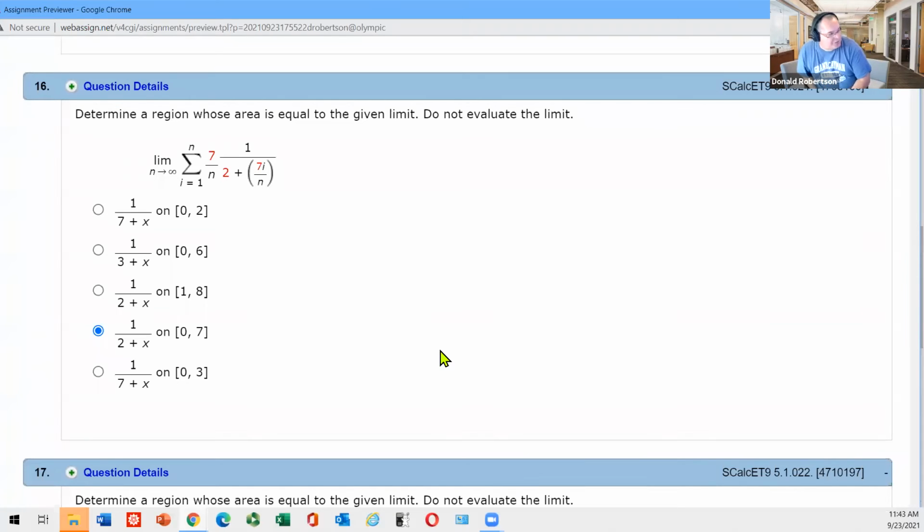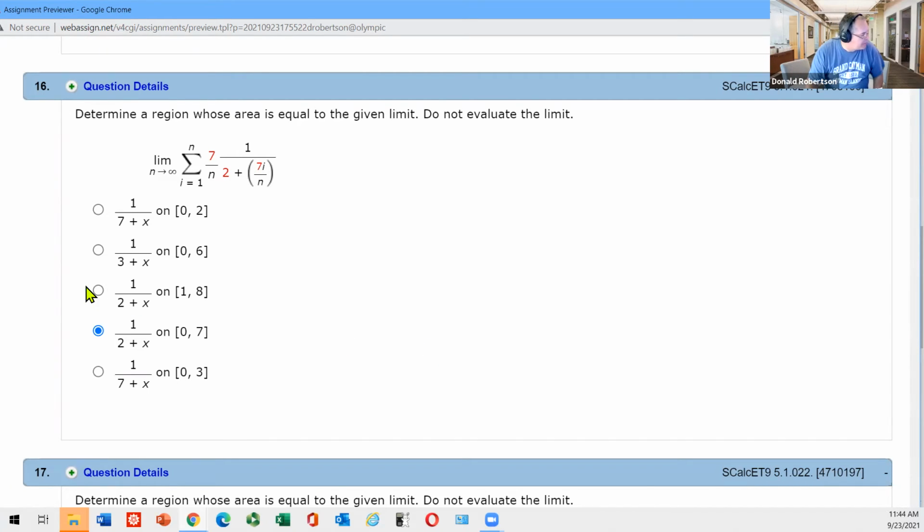See, if it said 3 plus ugly thing, it would have been 3 plus x. I'm just calling it ugly thing because I don't want to say 7i over n all the time. Next time it'll be 12i over n, 14i over n, something like that. That's what they look like.